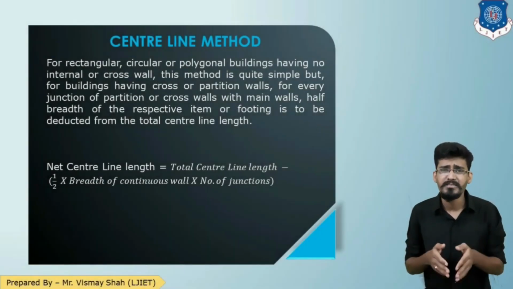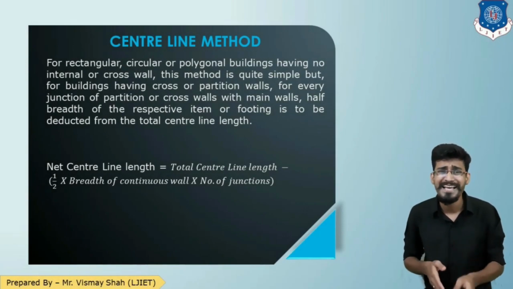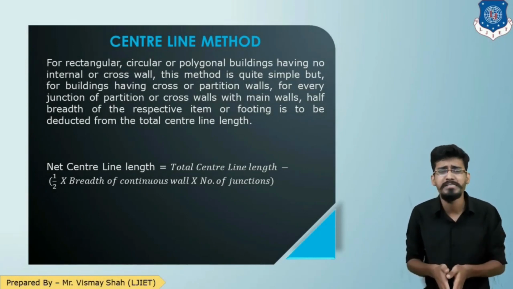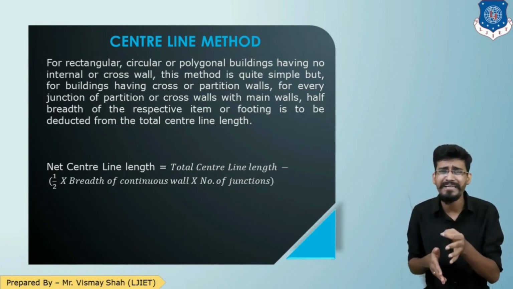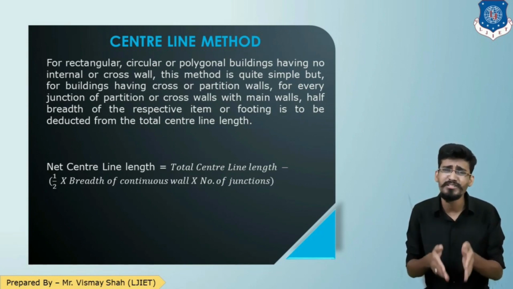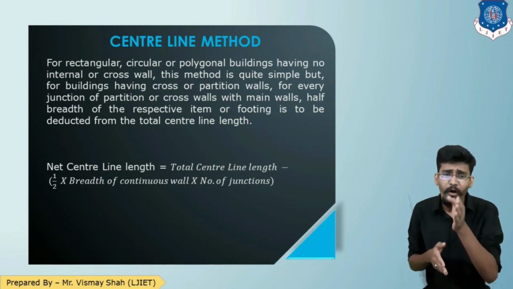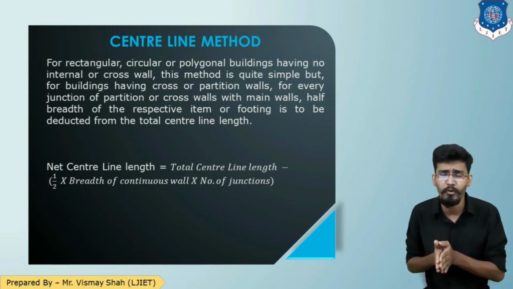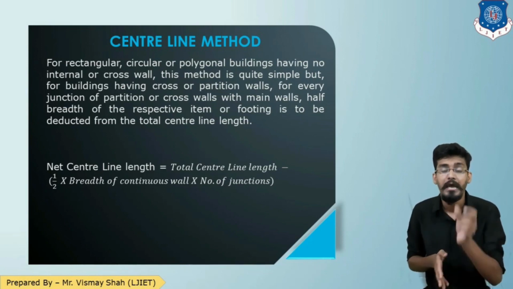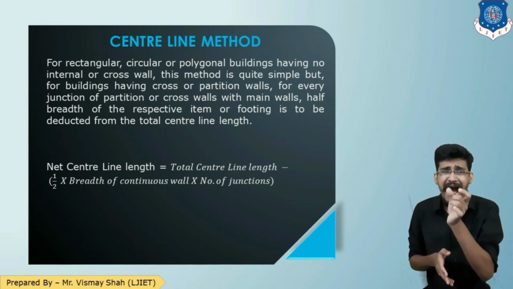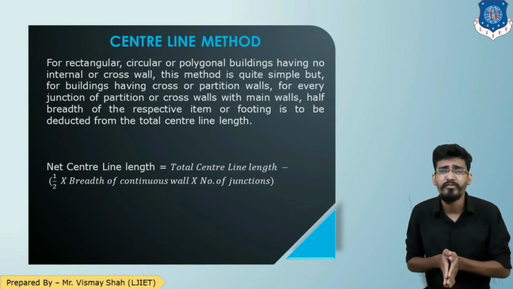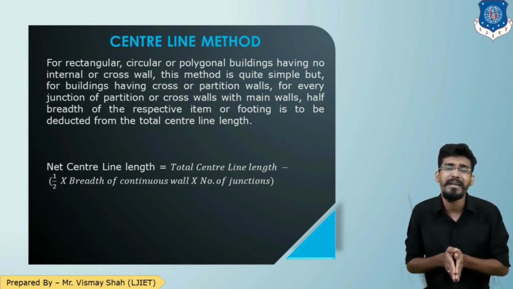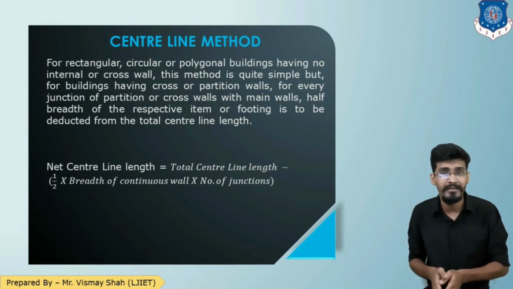For rectangular, circular or polygonal buildings having no cross walls, this method is quite simple. But for buildings having cross walls or partition walls, for every junction of the partition or the cross walls with the main wall, half the breadth of the respective item or footing is to be deducted from the total centerline length.